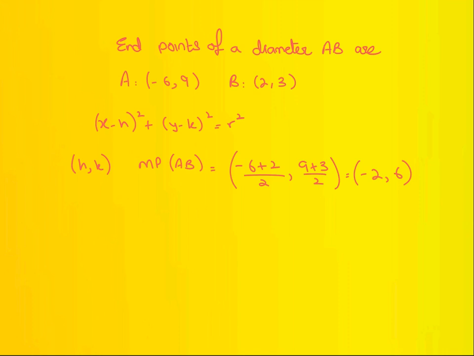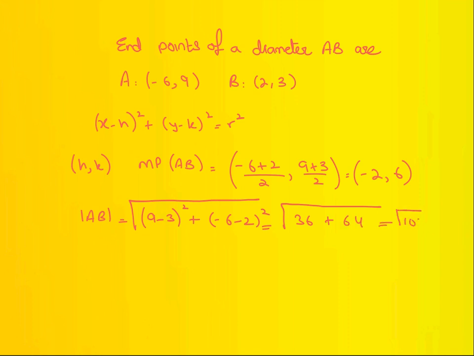Now to find the radius, I'll have to first find the length of AB, which is the square root of 9 minus 3 squared plus minus 6 minus 2 squared. This is 9 minus 3 is 6, that's 36. Minus 6 minus 2 is minus 8, square is 64. This is root 100, which we know is 10 units. Now this 10 is not the radius, it's the diameter. Radius is half of the diameter, which is length AB upon 2, which is 5.